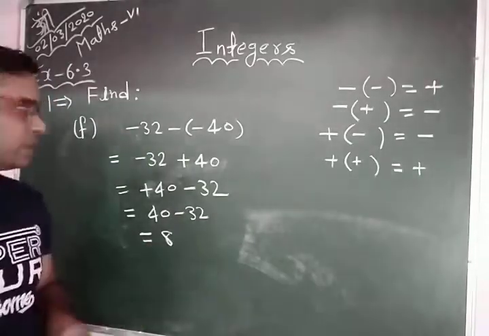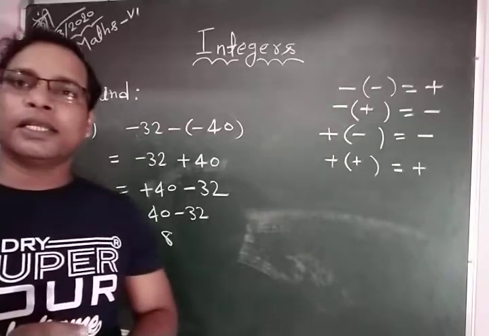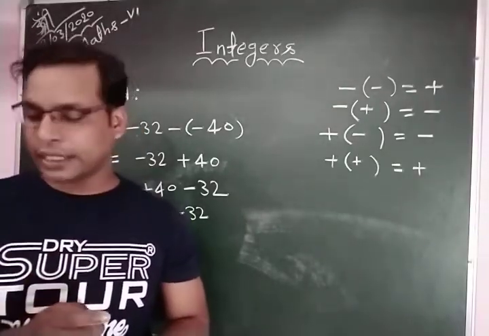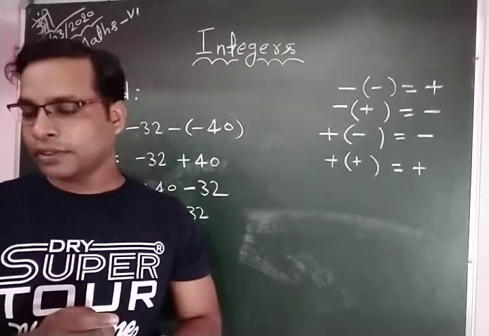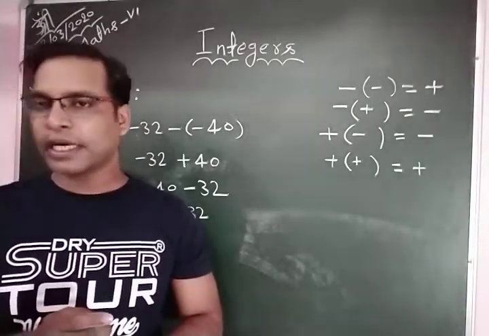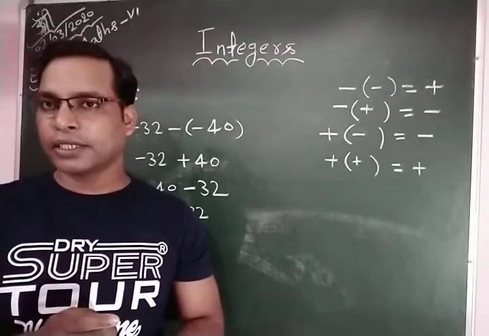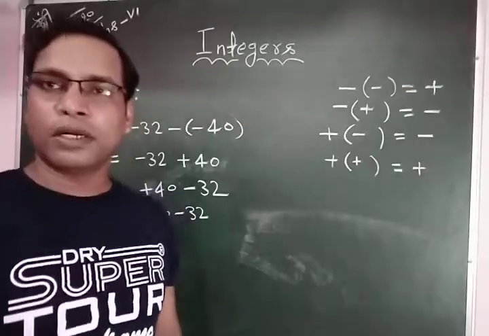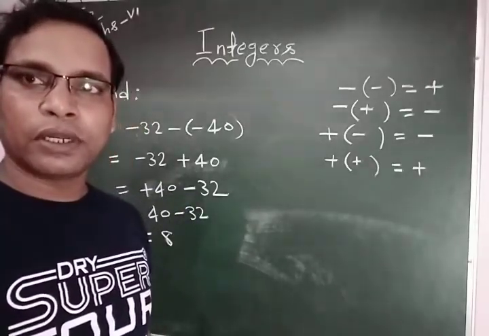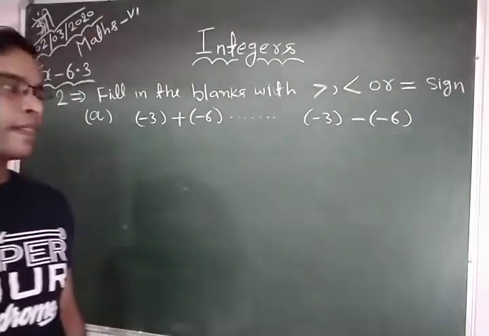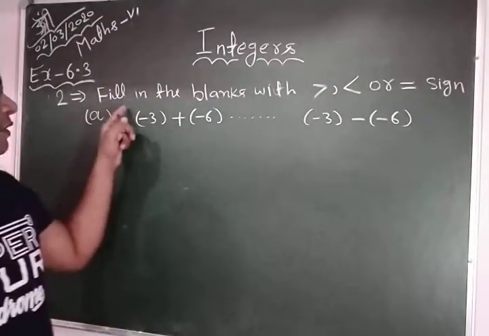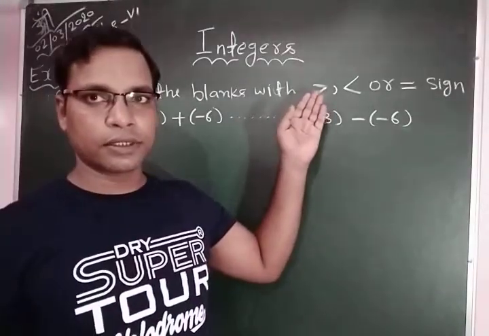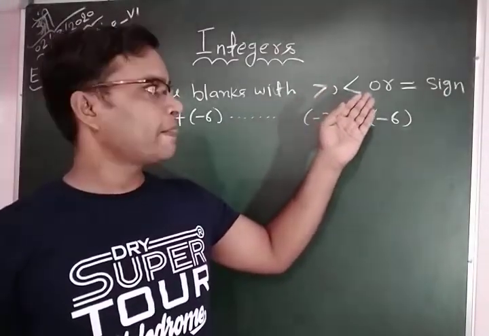So in this way, students will complete all parts of question number 1. Now we are going to discuss the second question. Fill in the blanks with greater sign, small sign and equal sign. Okay. So let's see how to solve question number 2. Here in question number 2, fill in the blanks with greater, smaller or equal.